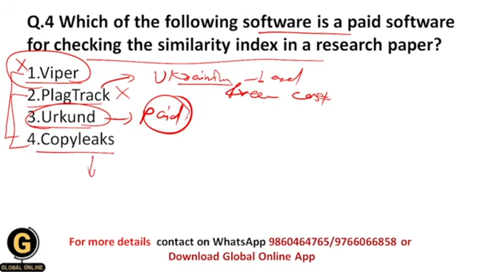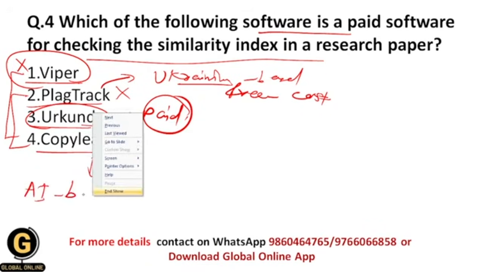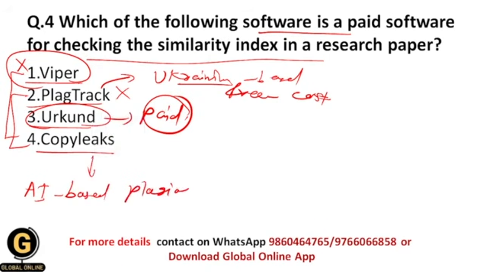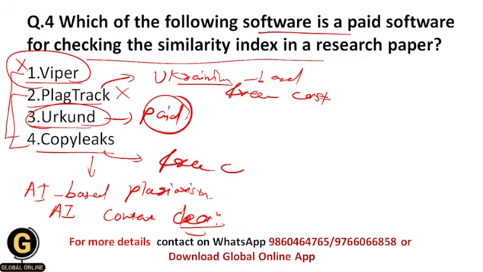And what is CopyLeaks? CopyLeaks is a software company, and it provides plagiarism software which contains artificial intelligence based plagiarism and artificial intelligence content detection. Okay, and that's why this is again a plagiarism detection software, and this is free of cost. This is again free of cost, and that's why this option gets eliminated.